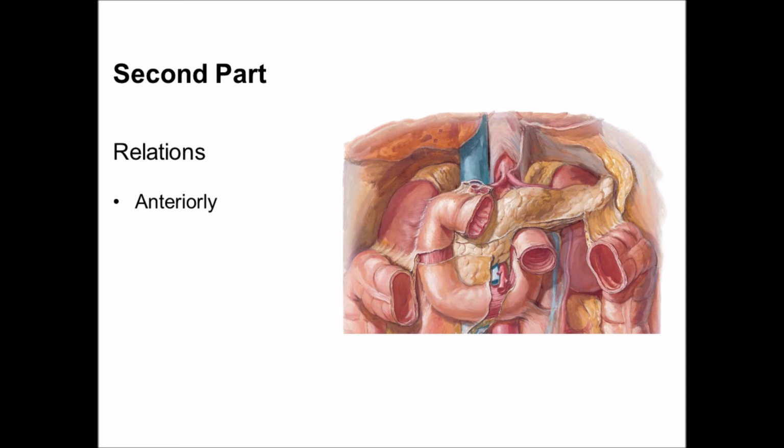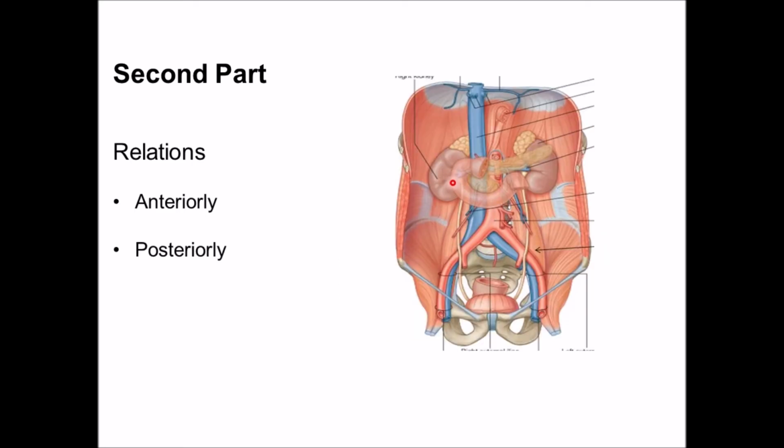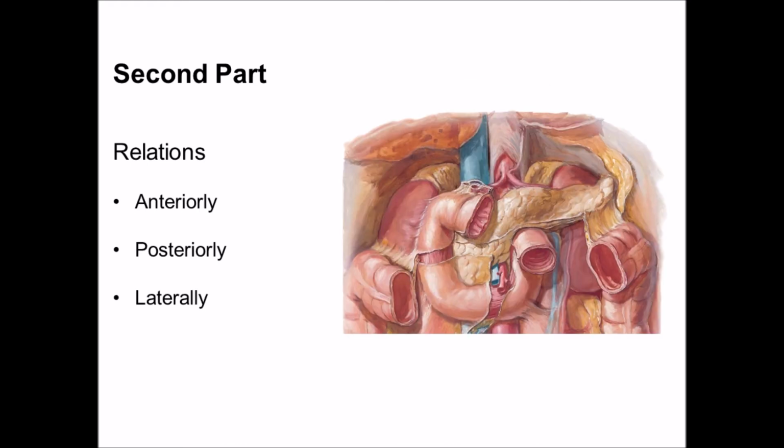The posterior relations are the anterior surface of right kidney near the hilum, right renal vessels, right renal artery and right renal vein, right ureter, right psoas major muscle and the right edge of inferior vena cava. Sometimes it may also be related to the right suprarenal gland. Laterally, on the right side, it is related to right colic flexure.